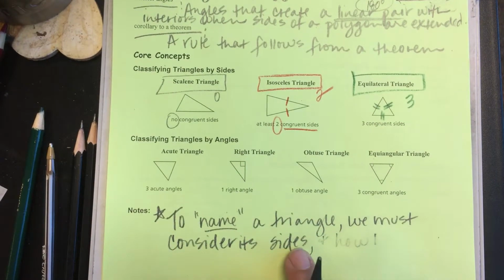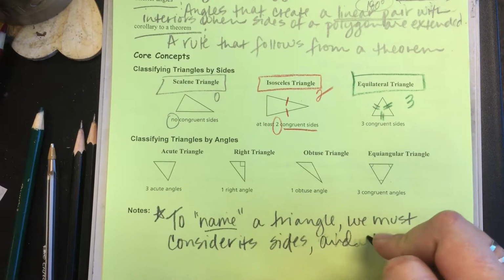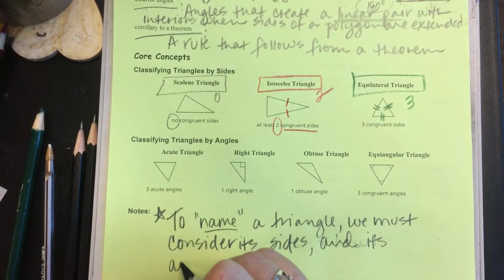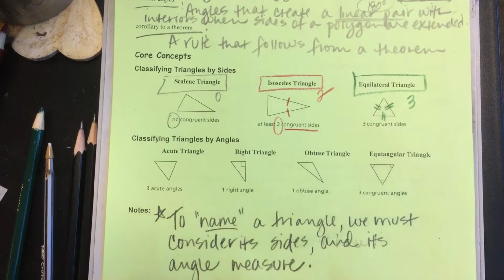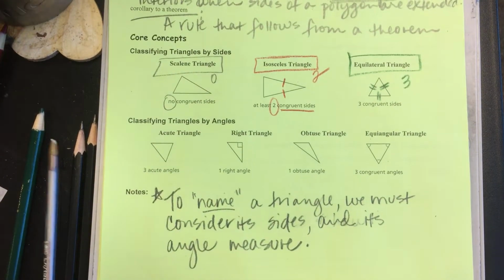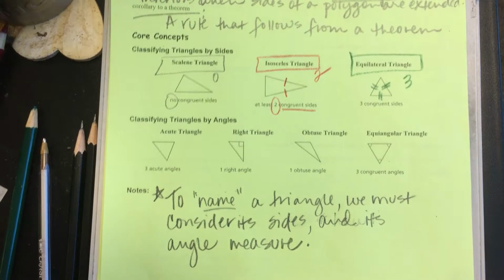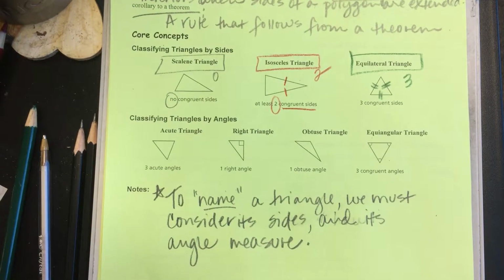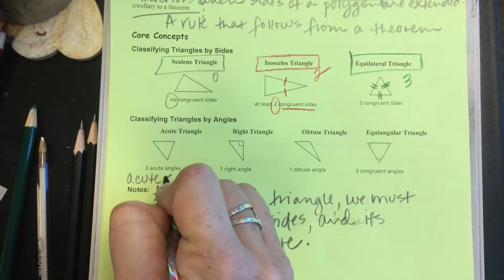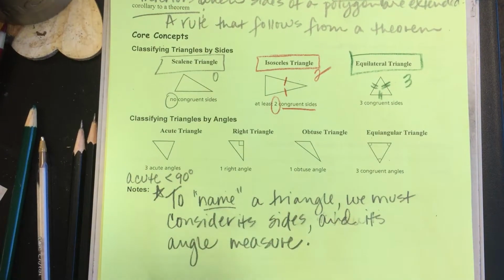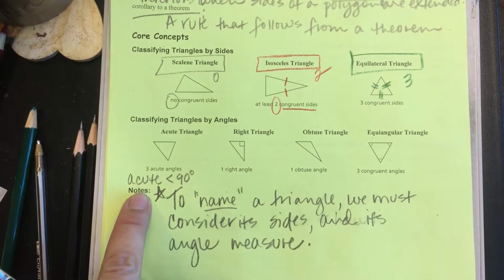To name a triangle, we must consider its sides and its angle measures. So we have to look at how the sides relate and the types of angles that are in the triangle. An acute triangle has three acute angles. You guys remember an acute angle is less than 90 degrees.